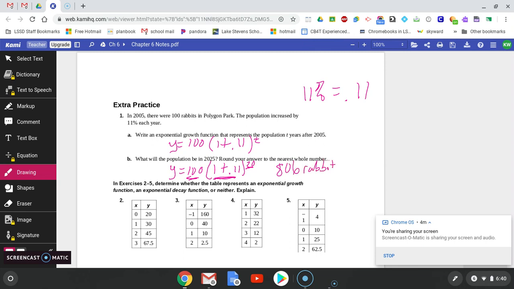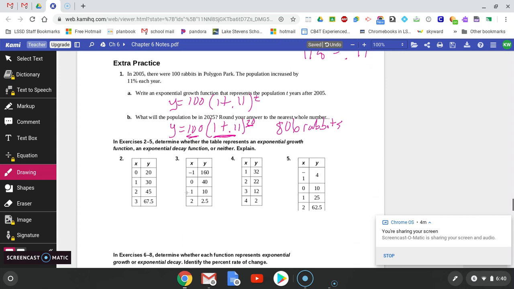If you can't get 106, if you're getting a different number, make sure tomorrow in class you ask me to show you how to do it on the calculator that you're using so that you know how to put it in correctly, so you are following that order of operations.